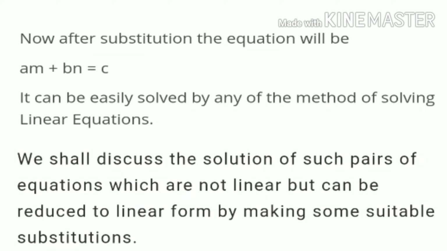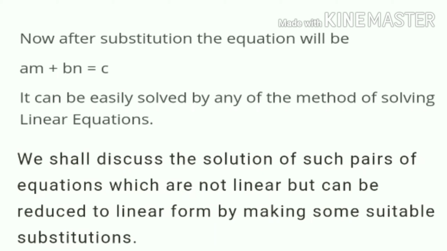So the equation is converted into the form am plus bn is equal to c, where m and n are the variables and a, b, c are the integers. So this equation is converted into the form of a linear equation. It can be easily solved by any method of solving linear equations. We shall discuss the solution of such pairs of equations which are not linear but can be reduced to linear form by making some suitable substitution.